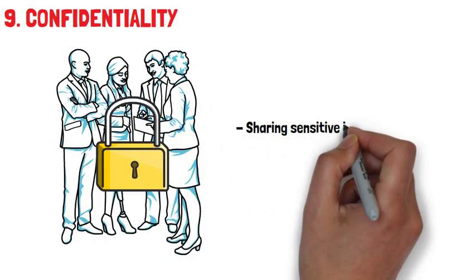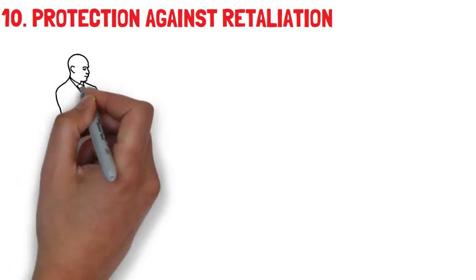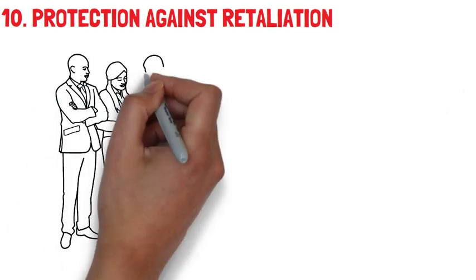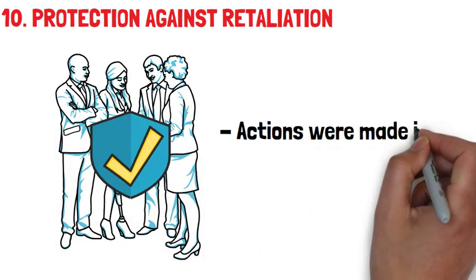9. Confidentiality. Both the employer and the employee have a responsibility to maintain the confidentiality of the disciplinary process. Sharing sensitive information publicly could harm the reputation of the employee or the company. 10. Protection against retaliation. Employees are protected from retaliation for participating in a disciplinary process or reporting misconduct, as long as their actions were made in good faith.